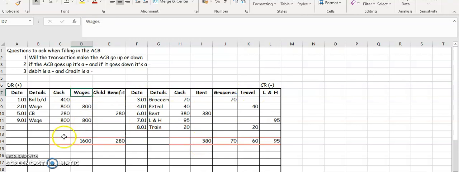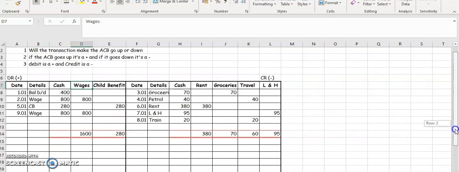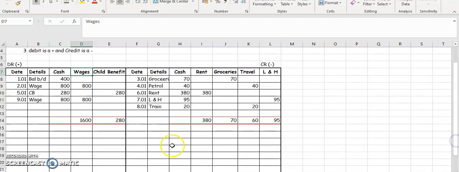Now the next thing to do is we need to balance our accounts. So remember, balancing those accounts means making sure that the debit side and the credit side are the same. So the first thing we have to do is find out how much is on the debit side and how much is on the credit side. So down here at the bottom, I'm just going to do a bit of rough work.